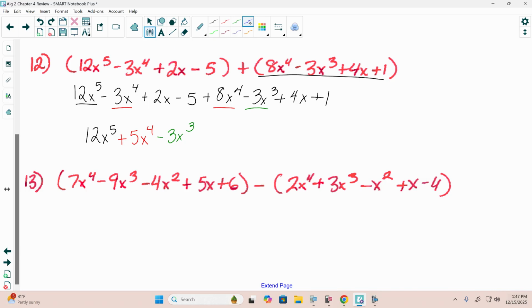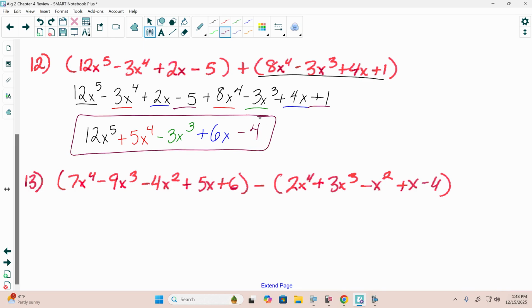Our next term would be our x squared term, yes? Well, do we have any x squared terms? No, because there is no x squared term, we just move on to x. We have 2x and 4x, and 2x plus 4x is plus 6x. And lastly, our constant terms are negative 5 and 1. Negative 5 plus 1 is negative 4.